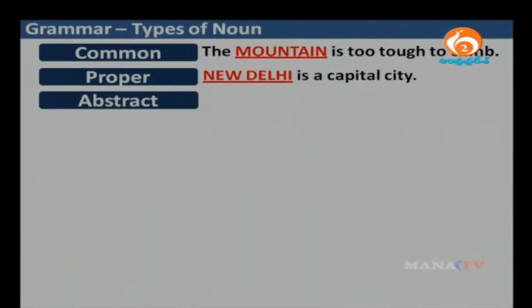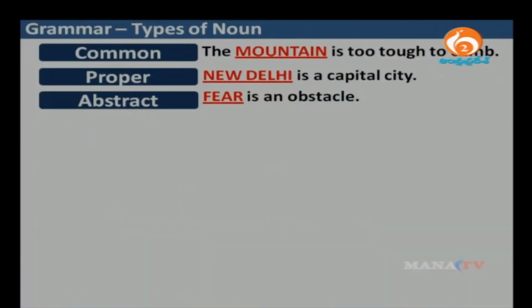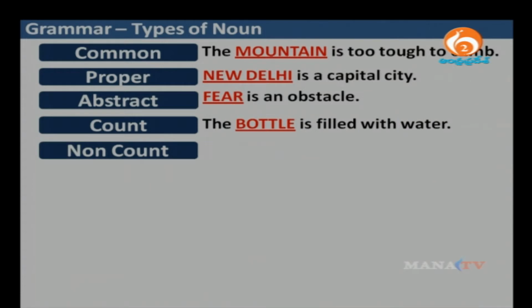Proper nouns are names. Then we have abstract noun. Abstract noun is something that you cannot touch and see. You can only feel it, right? For example, fear is an obstacle. You cannot see fear, you cannot touch fear, it's abstract. All right? So fear is an obstacle. That's an abstract noun.